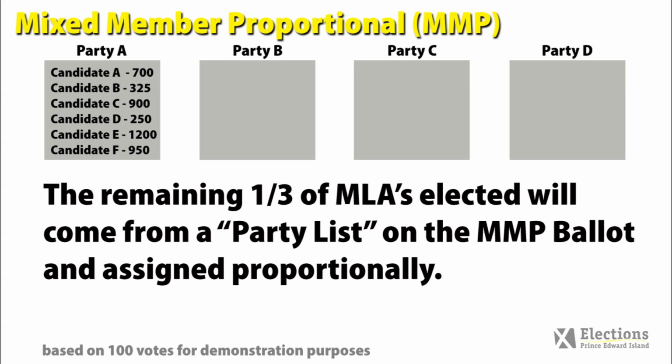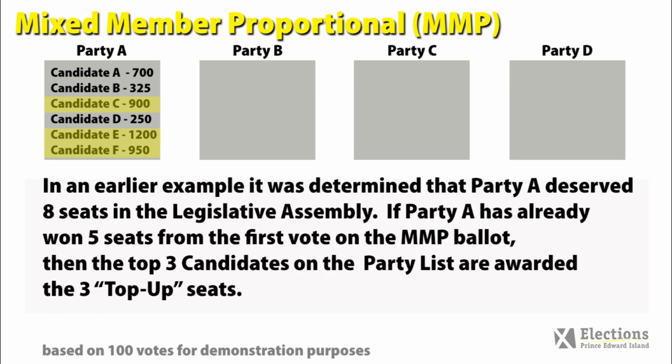Using the earlier example, it was determined that if Party A is supposed to receive 8 seats in the House, and let's say they already have won 5 seats off the first ballot, first past the post, then they deserve 3 further top-up seats to make the total of 8 seats in the Legislative Assembly. So, candidate C with 900 votes, candidate E with 1,200 votes, and candidate F with 950 votes in that party would be the top 3 candidates with the most votes for that party, and they would be awarded the 3 top-up seats and would represent all of Prince Edward Island.